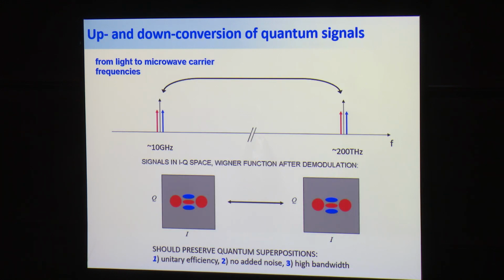So what do we mean by quantum frequency conversion? You can think of your quantum information as basically encoded on the carrier. So your converter should be able to copy this sideband from one carrier to another carrier without changing the statistics of the photons. You can also think of it in IQ space, and after demodulation, your IQ space representation should be the same, or the Wigner function should remain the same.